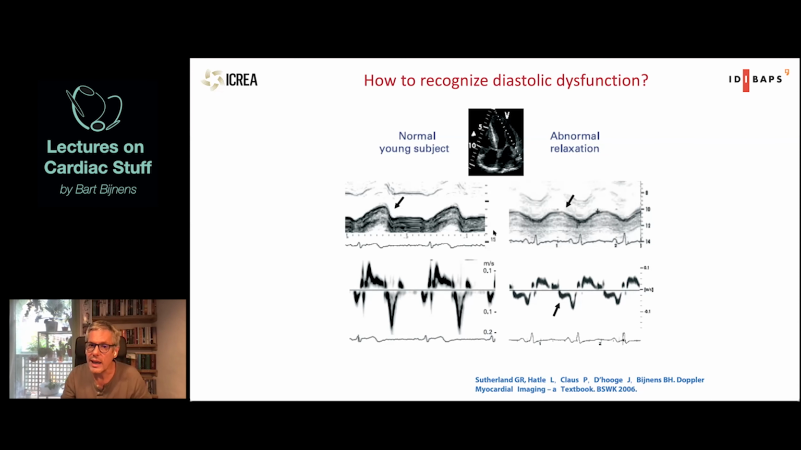And so by looking at the dynamics of the ring, we can also say something about how fast this is moving. But always keep in mind that ring motion in early diastole is also determined by what happened in early systole. So you always have to compare these two in order to get complementary information.